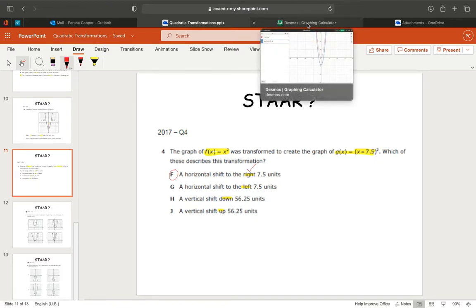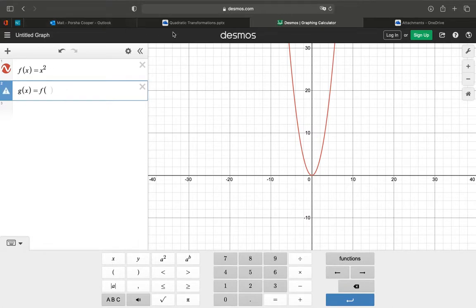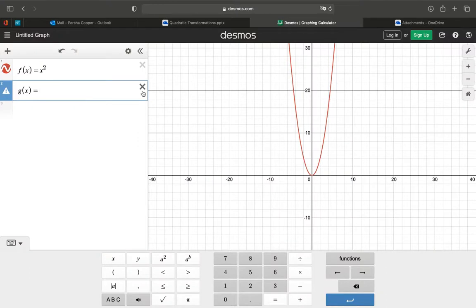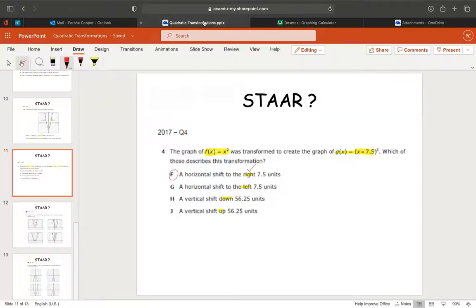So again, I'm going to go to my calculator. My parent function is already in there from before. And I'm going to type in my function. So it says g of x is equal to parentheses x minus 7.5, and then we're going to square that. And then you can see here that this graph, the parent function again, is in the center at 0, and then it has been moved to the right. And so we could also see that visually in our calculator. So again, a very, very easy question.